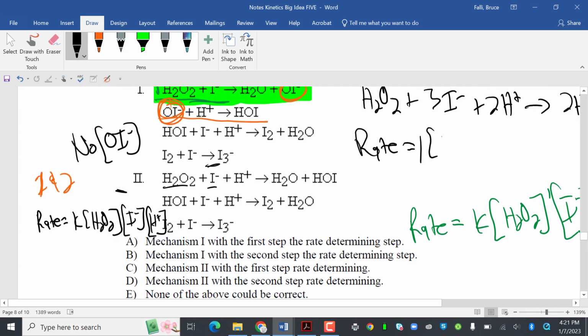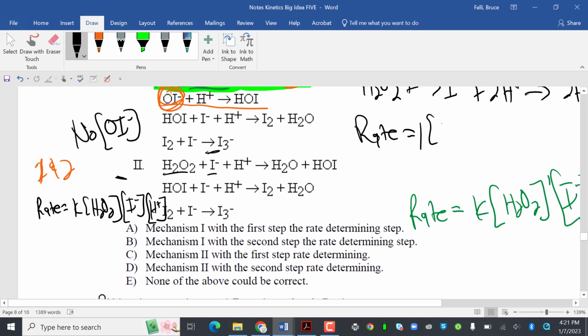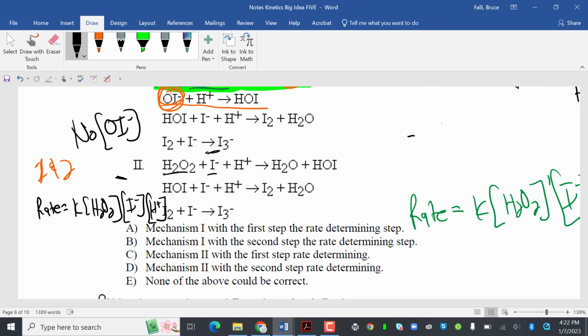Rate determining step is still the slow step. All right. Mechanism 2 with the first step being rate determining. So let's clear out some space here and let's see if mechanism 2 matches the stoich, because if it doesn't match the stoich, it's going to be impossible. So let's take a look.